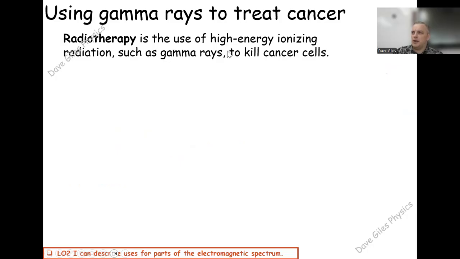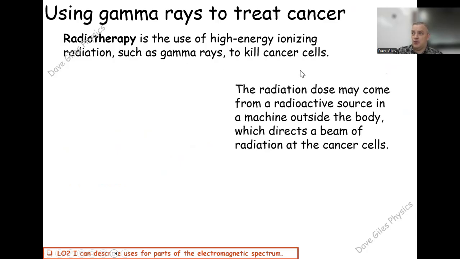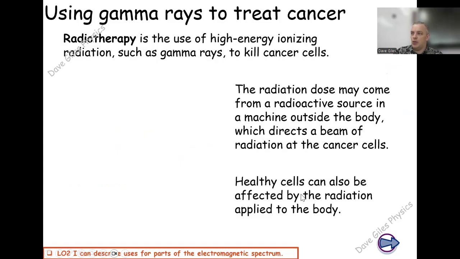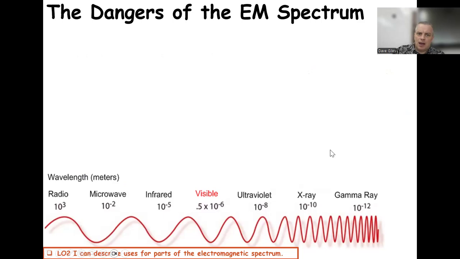Radiotherapy is the use of high energy ionizing radiation, such as gamma rays, to kill cancer cells. The radiation dose may come from a radioactive source in a machine outside the body, which directs a beam of radiation at the cancer cells. Healthy cells can also be affected by the radiation applied to the body. And I'd like to mention some of the dangers of EM radiation.